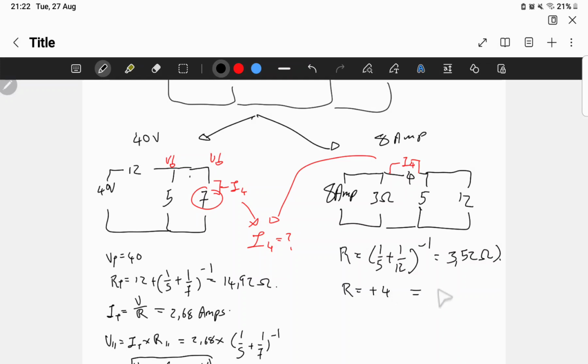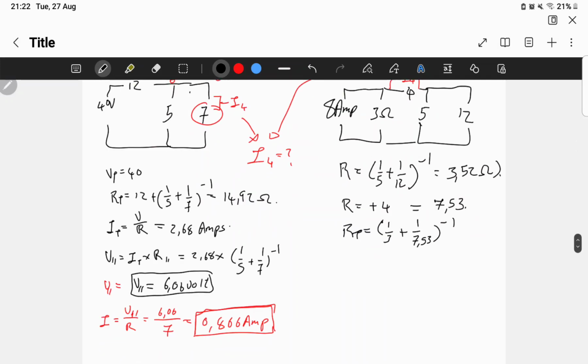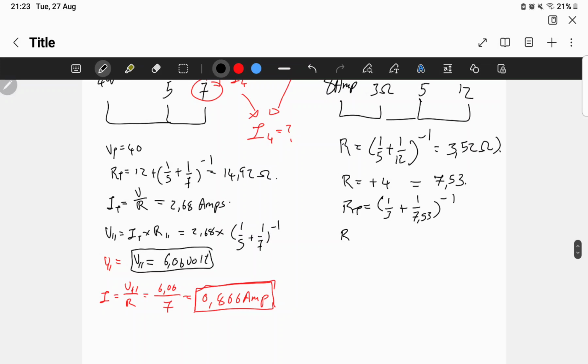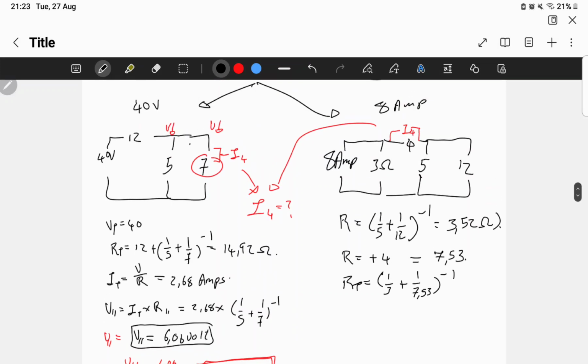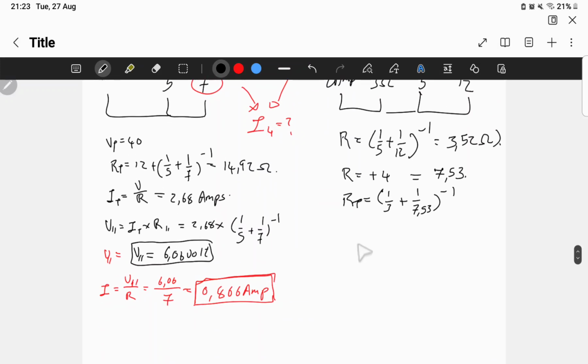Once we add 4 we're going to get 7,53. Then our total resistance is going to equal (1 over 3 plus 1 over 7,53) to the power of minus 1. Okay, we don't need to calculate the total resistance because we only want to find the current. So let's redraw this instead.